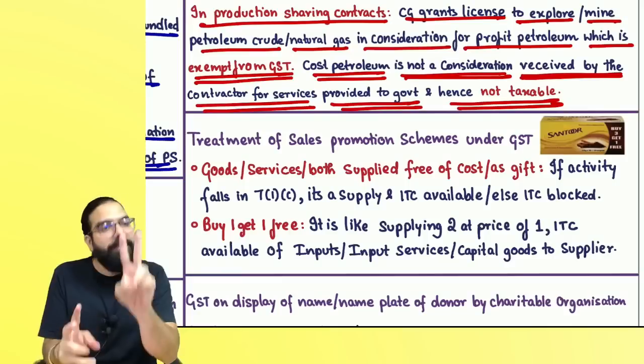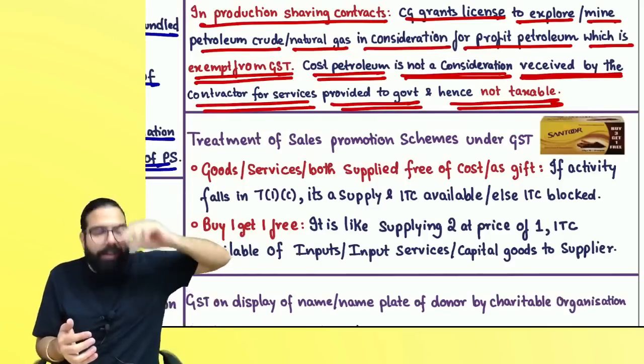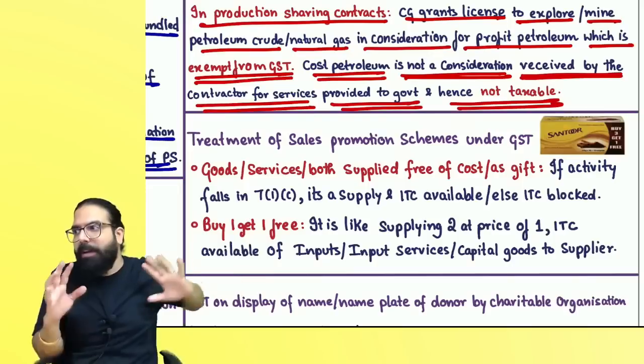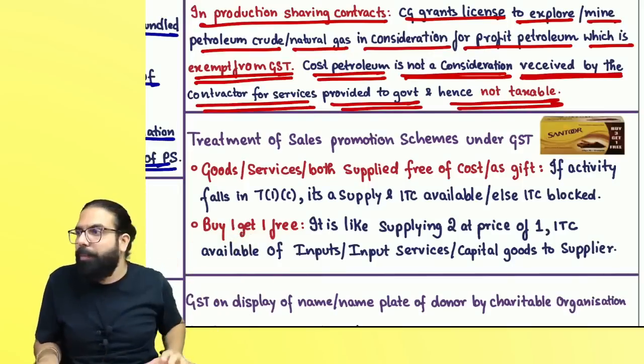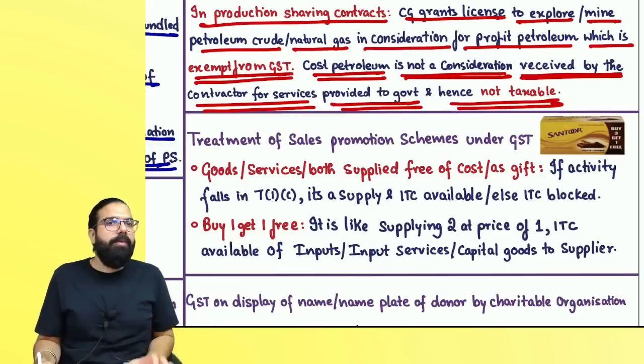Are we clear? Secondly, the government has given me the license, and I give in return what? Royalty. On royalty, GST will come, but profit petroleum which I am giving will be exempted. Are we clear, everyone? Can we go ahead?